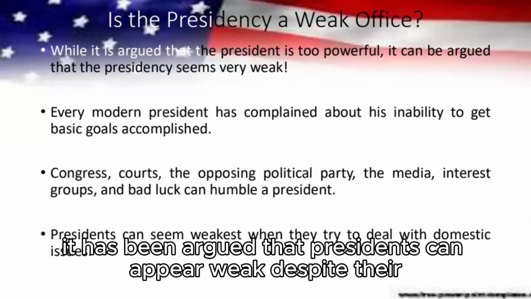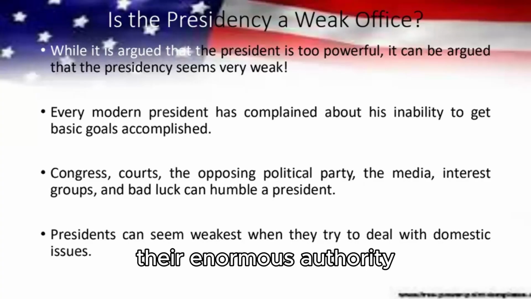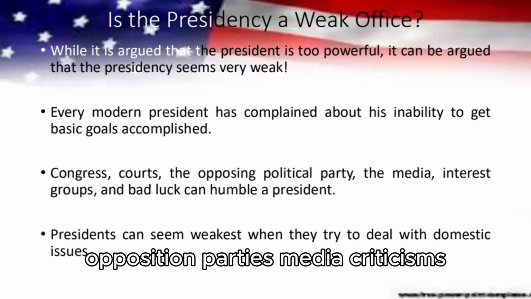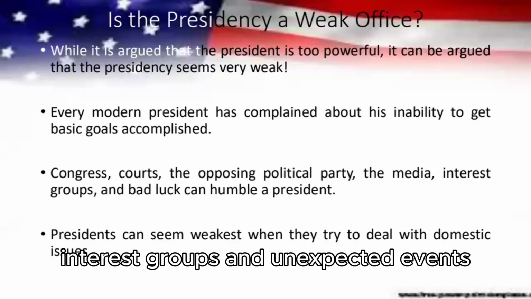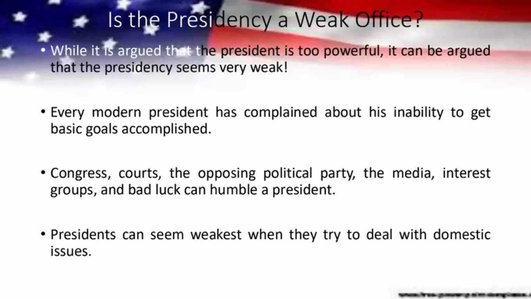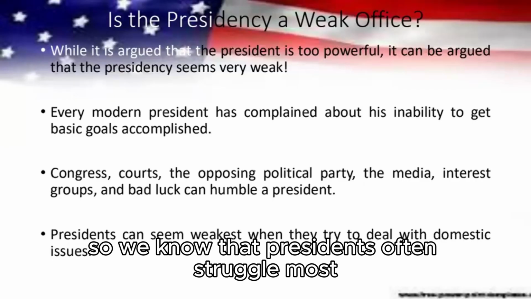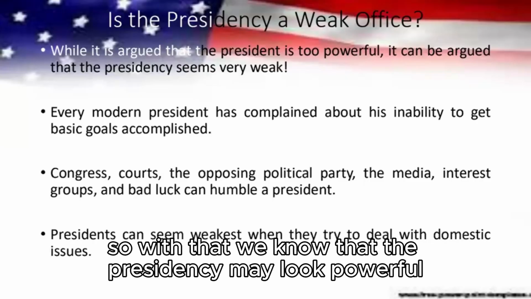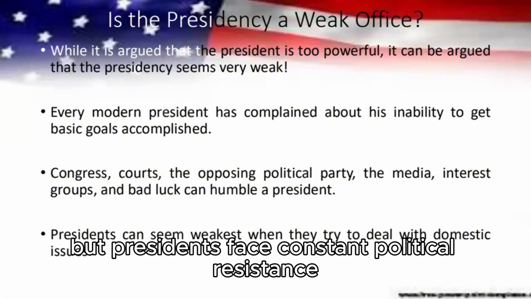It has been argued that presidents can appear weak despite their enormous authority. Some of the obstacles that presidents face are Congress, courts, opposition parties, media criticisms, interest groups, and unexpected events. So we know that presidents often struggle most with domestic policy issues as a result. So with that, we know that the presidency may look powerful, but presidents face constant political resistance.